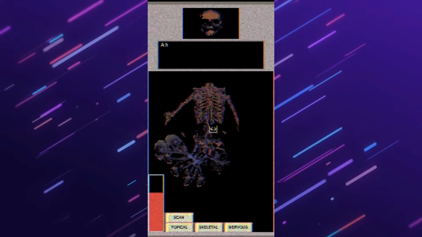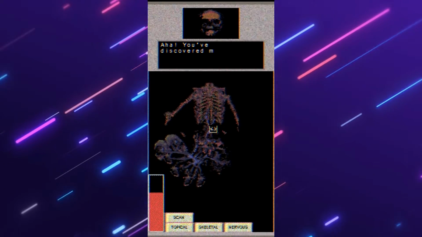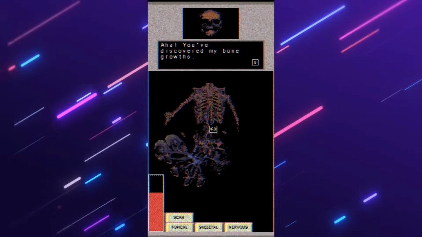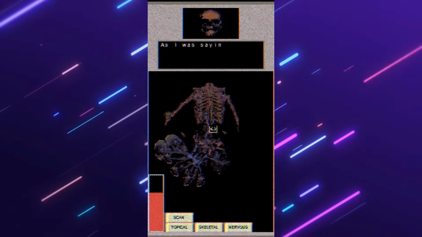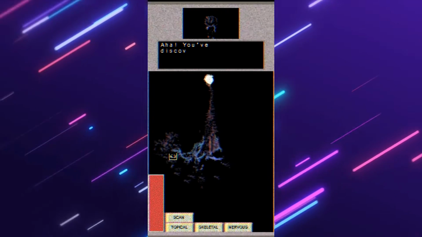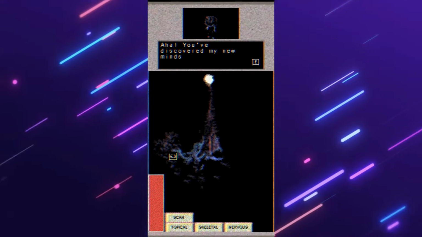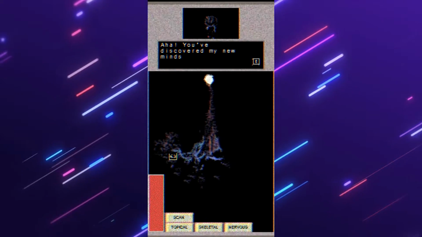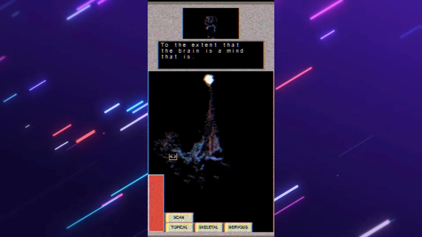His skeleton has developed bone growth and is as soft as sponge cakes. His bones are turning into thin psychic receptors. He laughs off the fact that his bones are poking out of his body. Scanning the nervous system reveals that his body has formed new minds inside of him. His mind has been added to the group minds. His body has now become a host for other flowering minds as well.